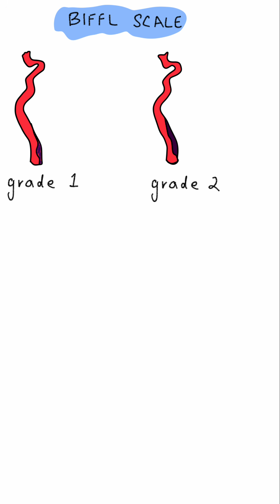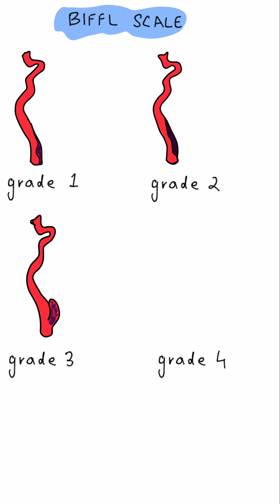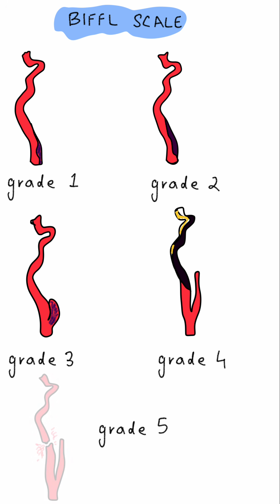then it is grade 2 injury. Grade 3 injury is a pseudoaneurysm, and grade 4 injury is an occlusion. Grade 5 injury is called a transection or a free extravasation.